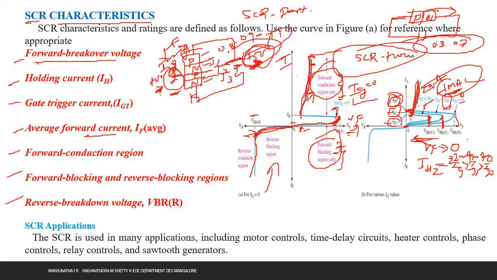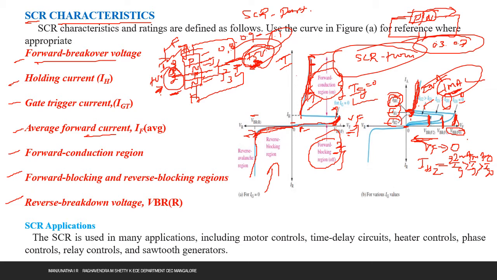So what does the forward breakover voltage mean? We represent this with VBR, or VBRF, since it is in the forward condition. This is the voltage at which the SCR enters the forward conduction region from the forward blocking region. The value of VBRF is maximum when Ig is equal to 0. Here, when Ig is equal to 0, VBR is this one. It is a high value for Ig equal to 0.